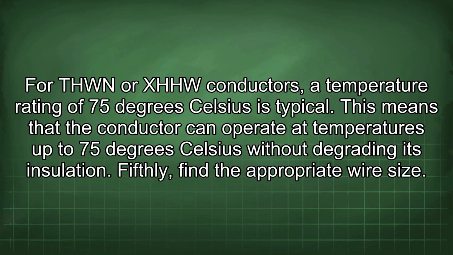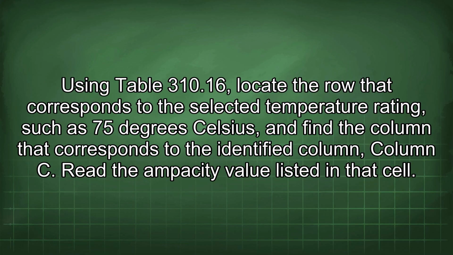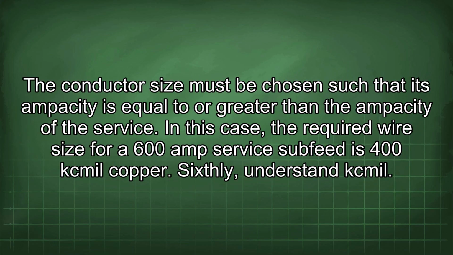Fifthly, find the appropriate wire size. Using Table 310.16, locate the row that corresponds to the selected temperature rating, such as 75 degrees Celsius, and find the column that corresponds to the identified column, column C. Read the ampacity value listed in that cell. The conductor size must be chosen such that its ampacity is equal to or greater than the ampacity of the service. In this case, the required wire size for a 600 amp service subfeed is 400 kcmil copper.